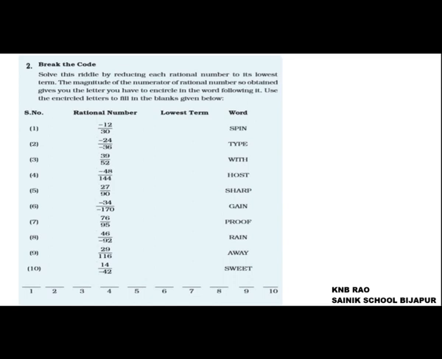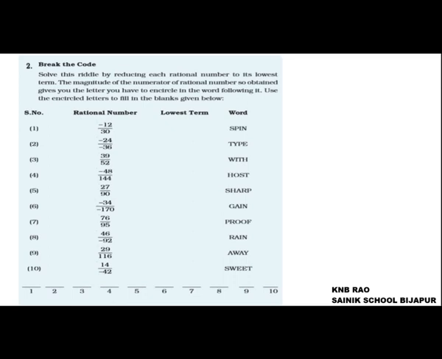First one, minus 12 by 30, which can be reduced to minus 2 by 5 when we cancel with the 6. Second one is minus 24 by minus 36. So the common factor is 12. We can bring it into 2 by 3. Negative negative cancels. Third one is 39 by 52. When we cancel with the number 13, we will get 3 by 4.